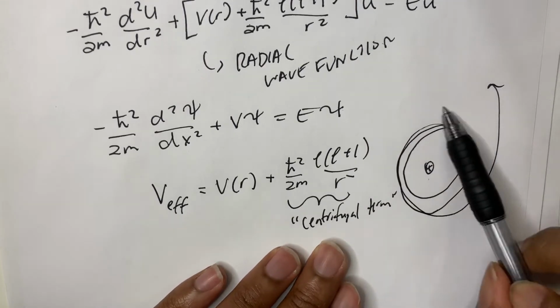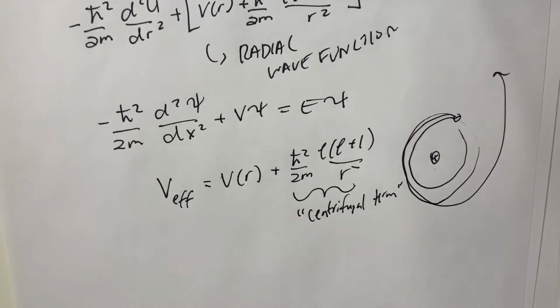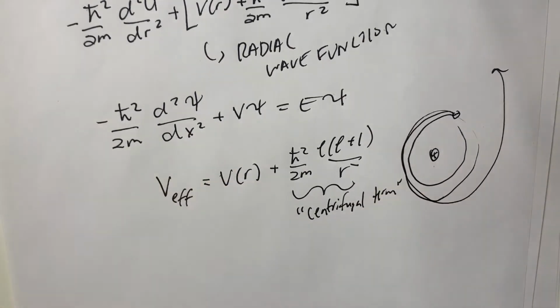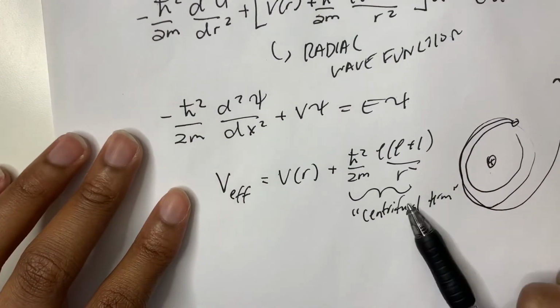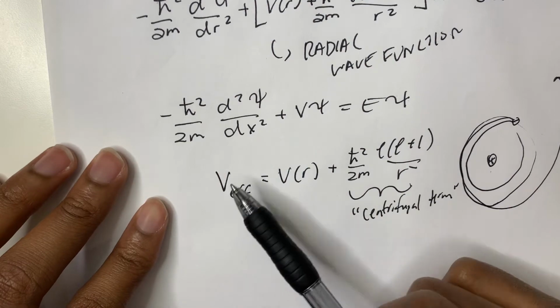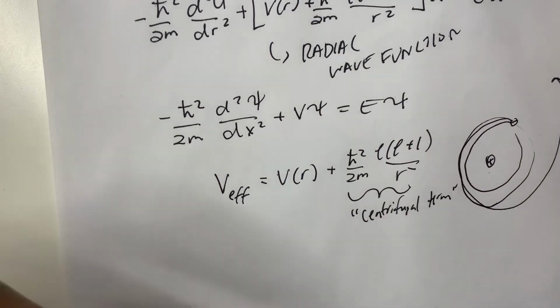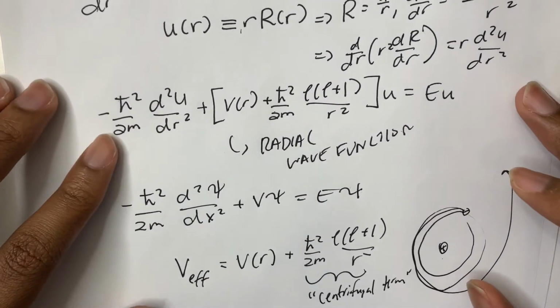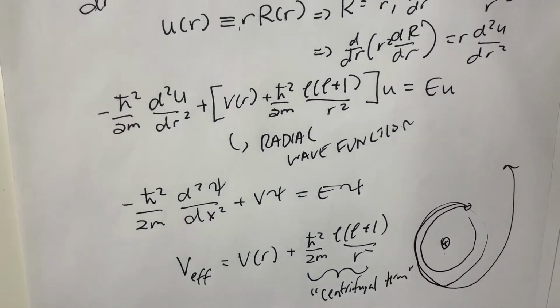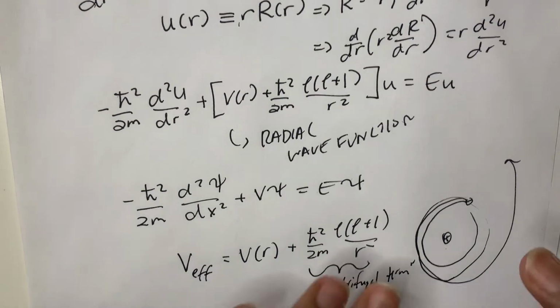It tends to fling particles away. Now for actual atoms, it isn't going to be that extreme, but that's what it kind of does. It kind of pulls the particles backwards. So that's where the name comes from. And this is the effective potential, since it's effectively acting as a potential. Okay, so that's the radial wave equation. Now let's actually solve this equation for some potential.